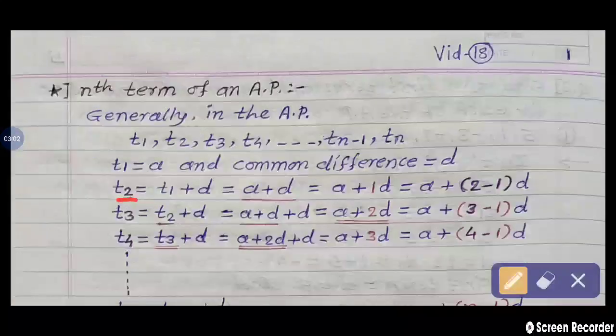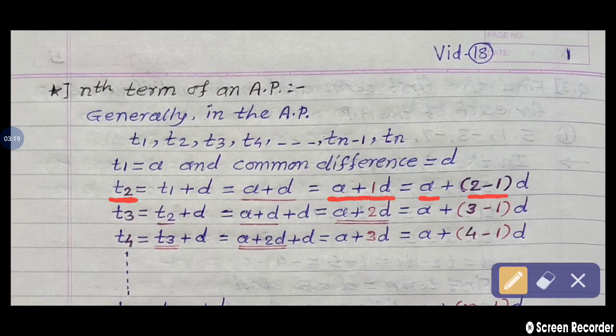If we find out the second term, what are we getting? A plus one time difference. So we are writing it in this pattern. A means first term plus one time difference, but we find the second term. So for the second term, that is A plus 2 minus 1 multiplied by the difference.